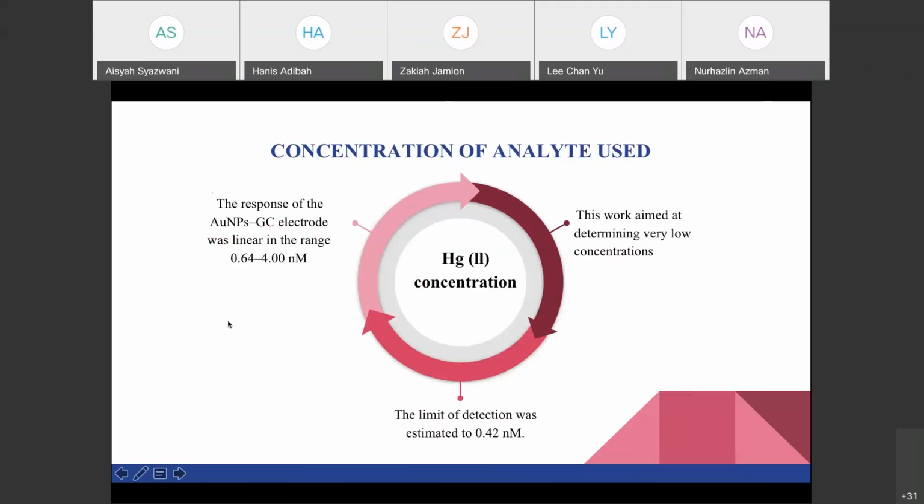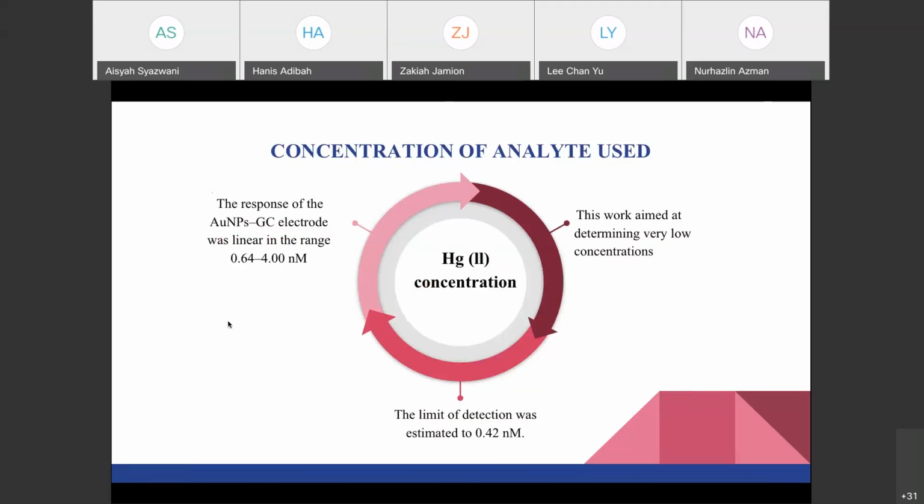So next is the concentration of analyte used. This mercury 2+ is the analyte we use. This work aims at determining very low concentrations.